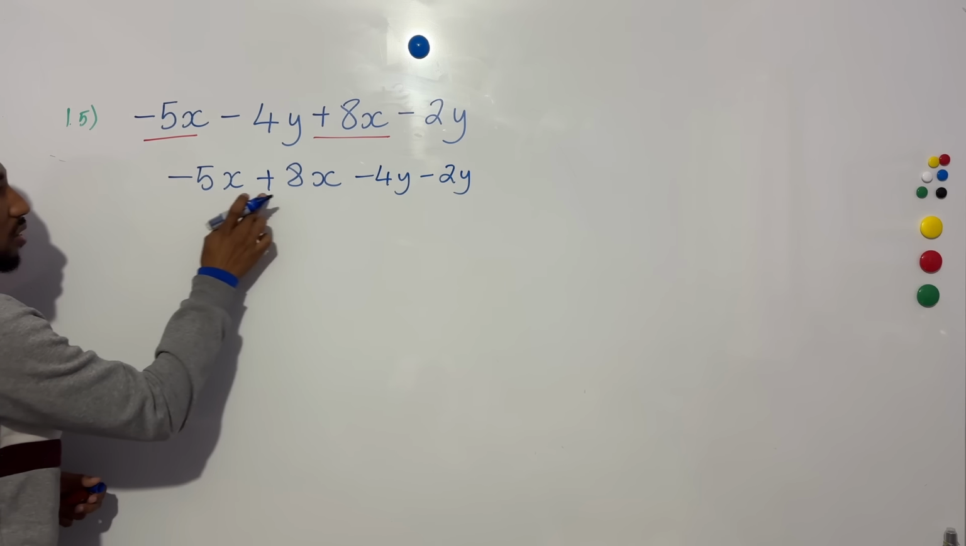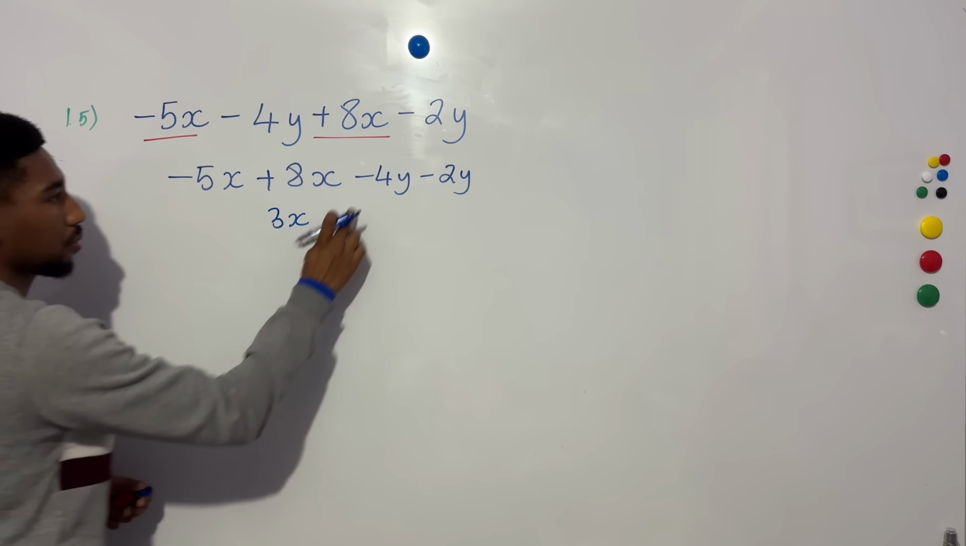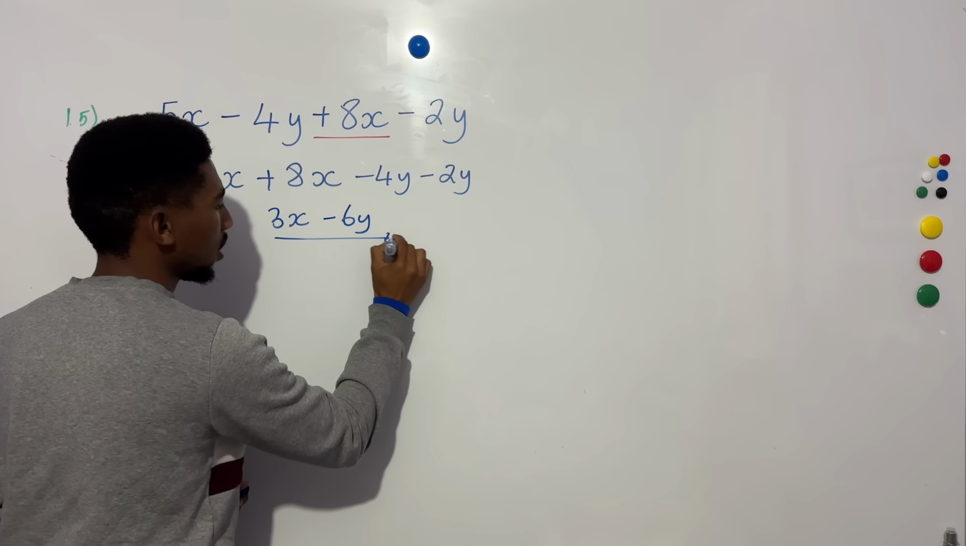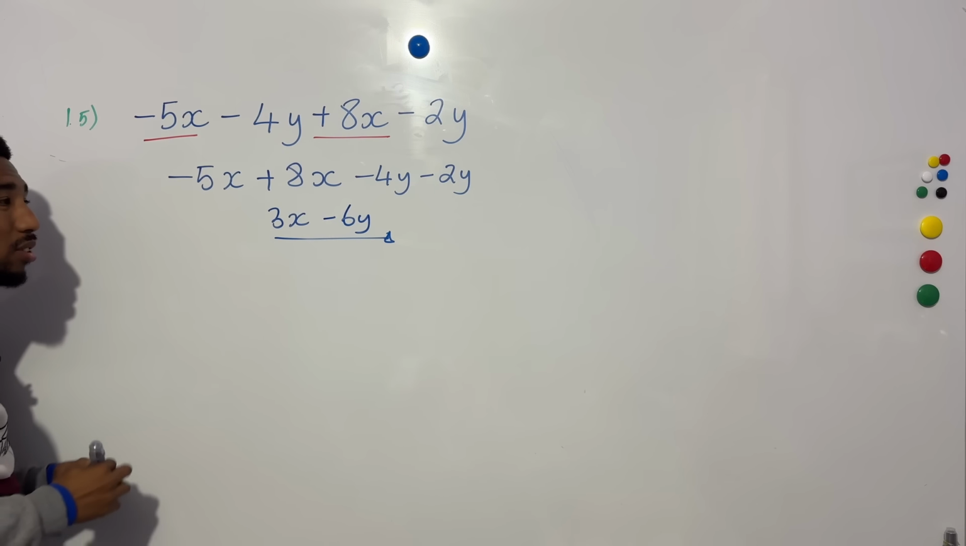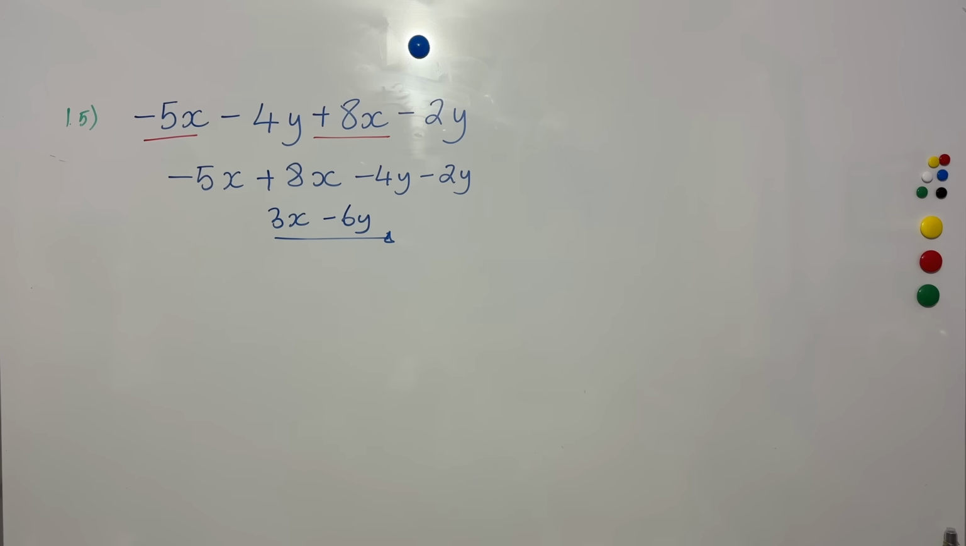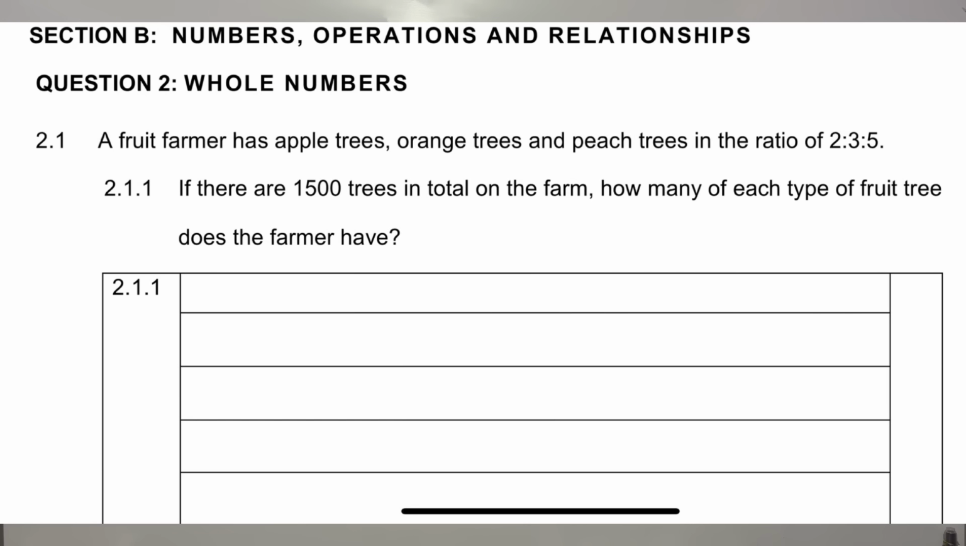So we have minus 5x plus 8x, that's equal to 3x, minus 4y minus 2y is equal to minus 6y. Okay, and we cannot go further because these are not like terms. So the answer for 1.5 is B. Alright, question 2, starting off with the topic whole numbers.